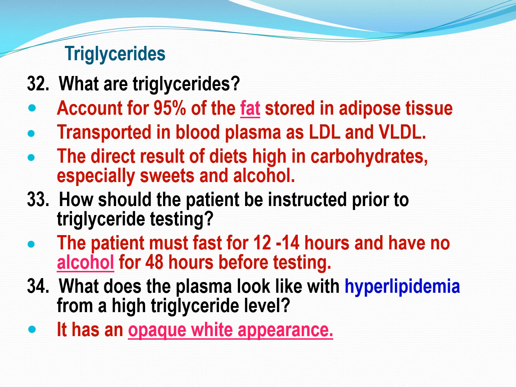The patient must fast for 12 to 14 hours and have no alcohol for 48 hours prior to testing. What does the plasma look like with hyperlipidemia from a high triglyceride level? It can have an opaque white appearance.